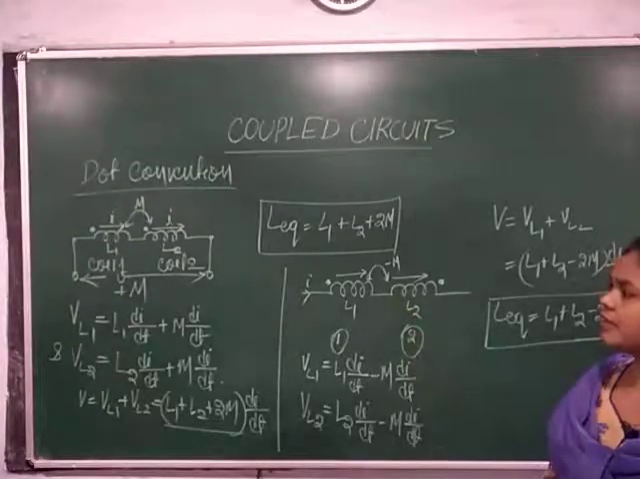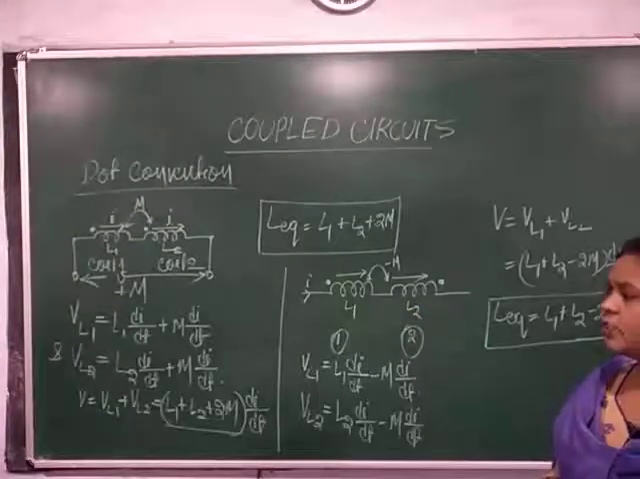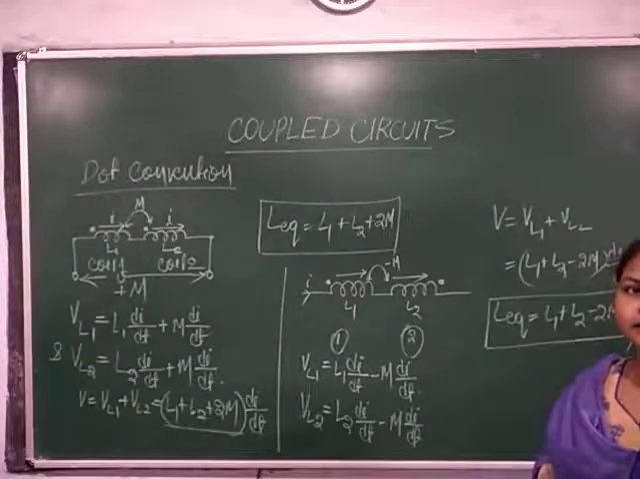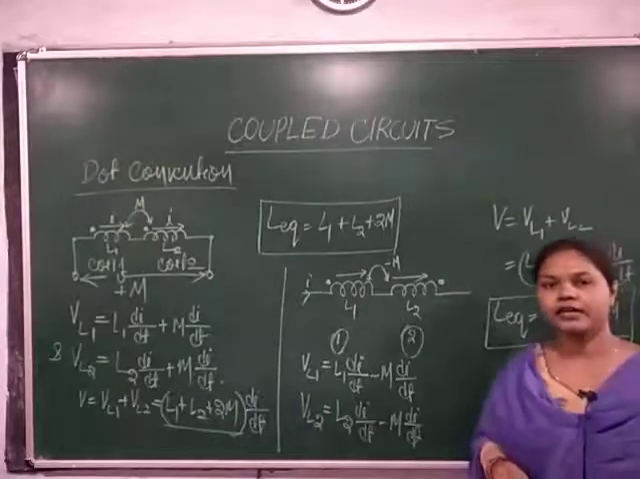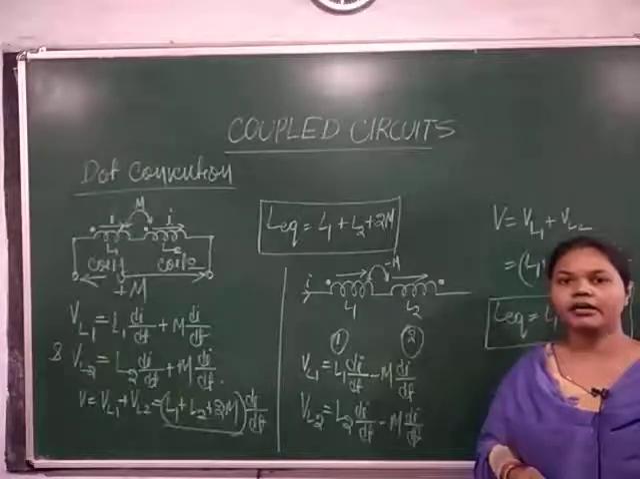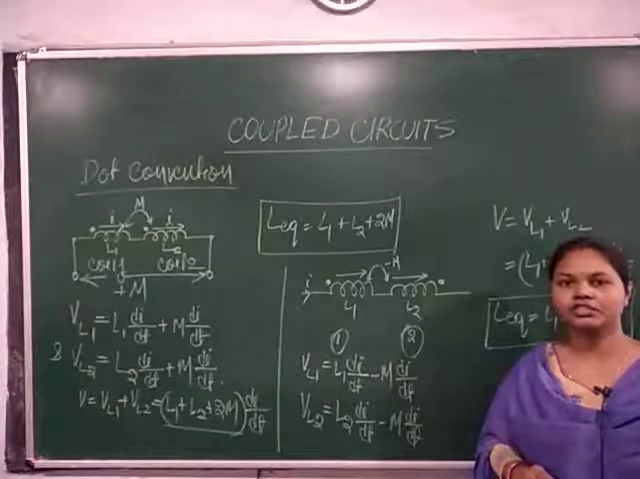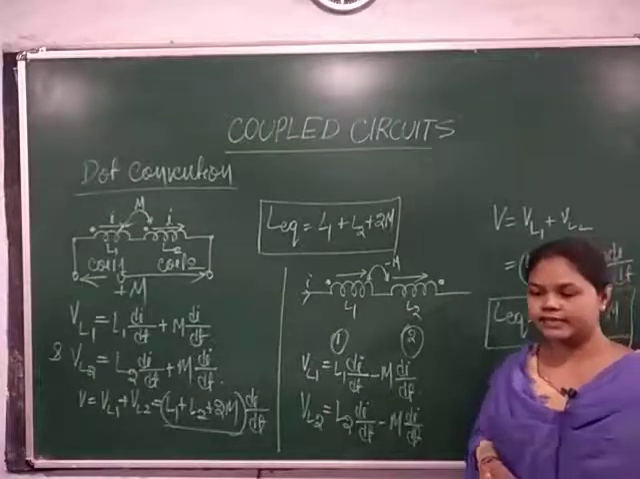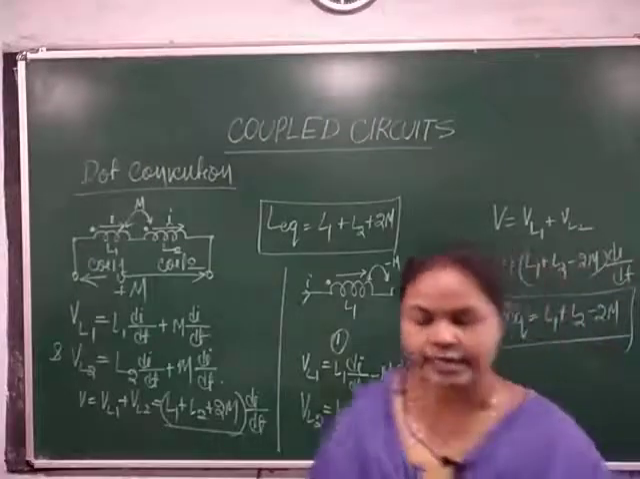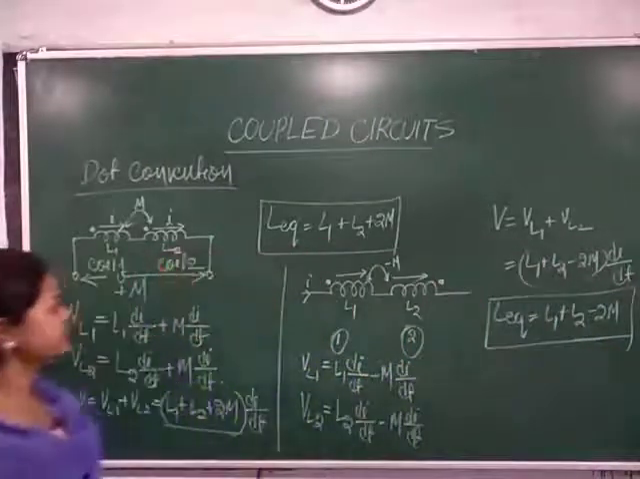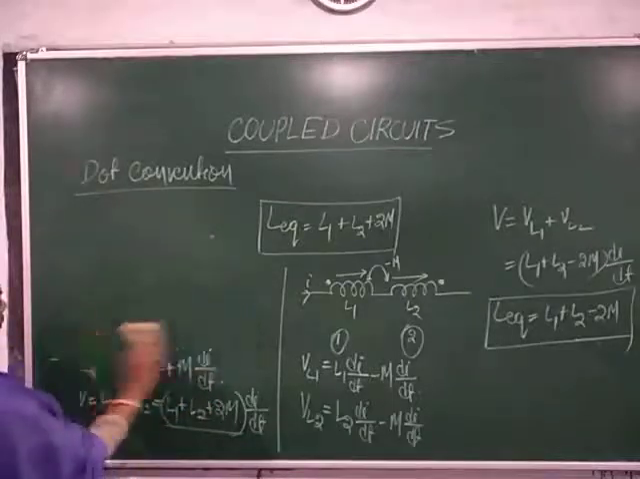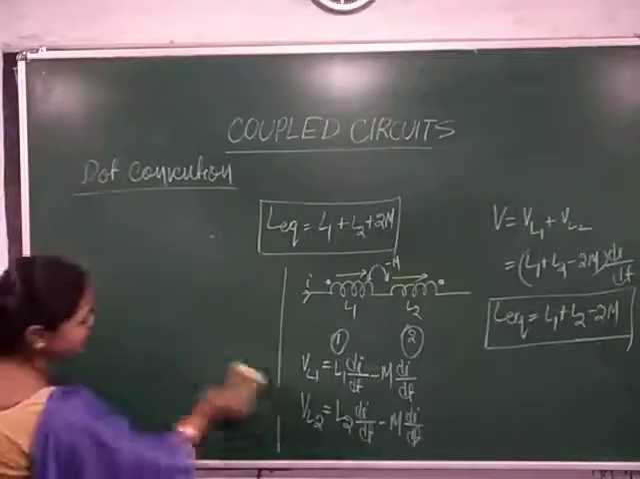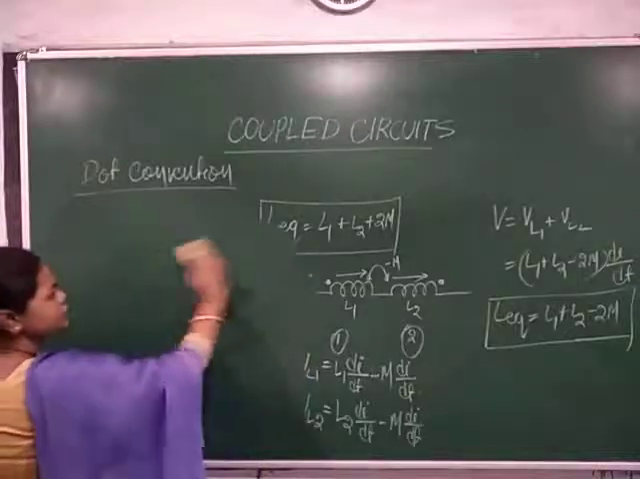In this manner, you will calculate the total voltage or the voltage of a particular coil by using the dot convention rule. The second example we take is a coupled circuit, a mutually coupled circuit or magnetically coupled circuit. Suppose I place two coils.